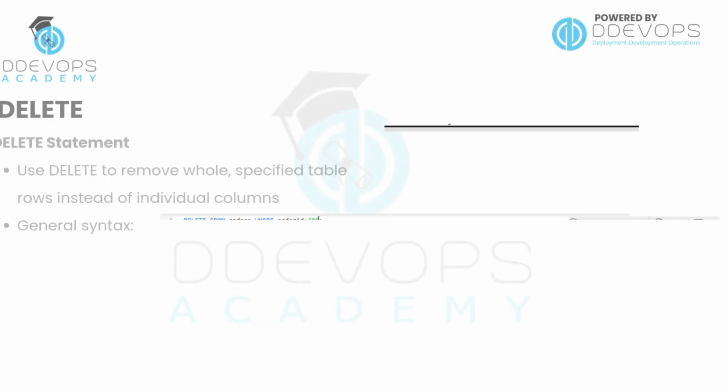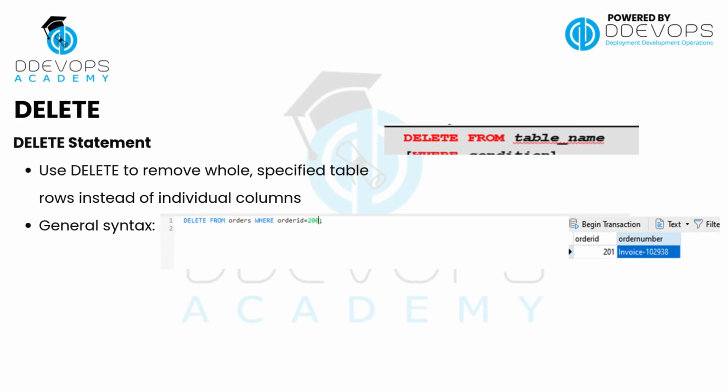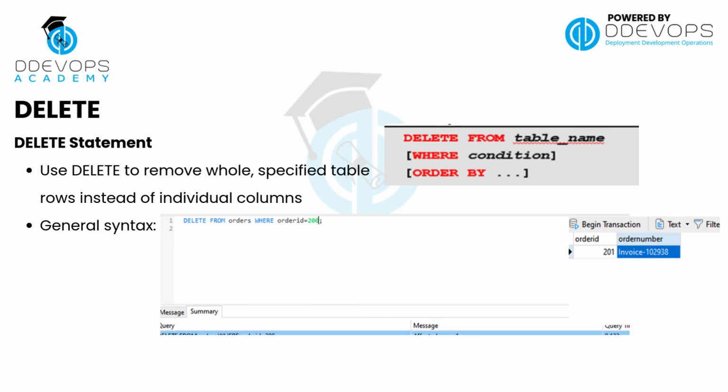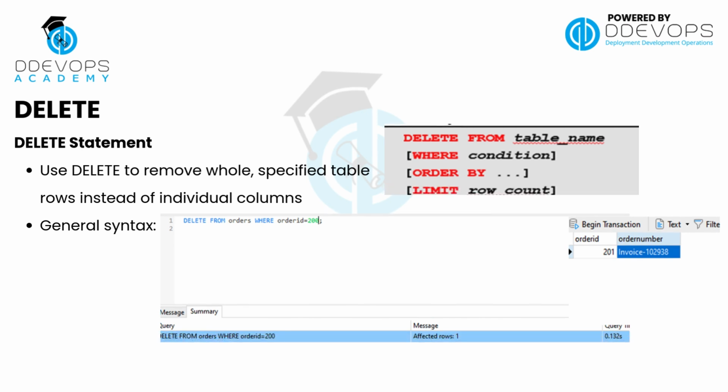The SQL DELETE statement. This command removes entire rows from a table, not just individual values. You use WHERE to specify which row to delete. For example, deleting an order with ID 200. It's a powerful tool, so always double-check your condition before executing.